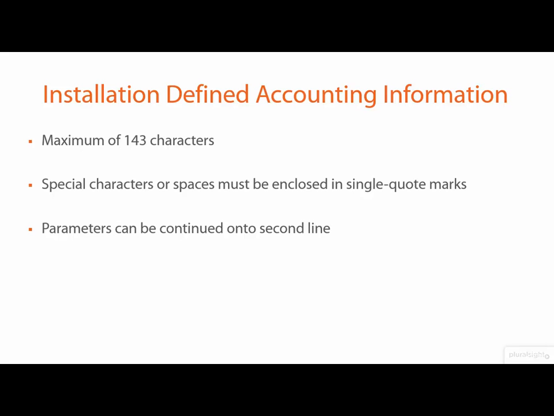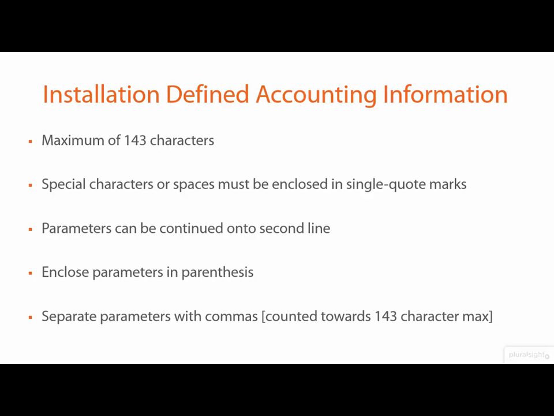Parameters can be continued onto the second line, and again, we would simply end where we are with a comma and begin on the next line prior to column 17. The parentheses themselves are going to be used as a vehicle for enclosing the parameters that we have coded. And so we always begin and end a set of accounting parameters with parentheses. And then each of the individual areas will be separated by commas. And again, the commas are counted towards that 143 character maximum.